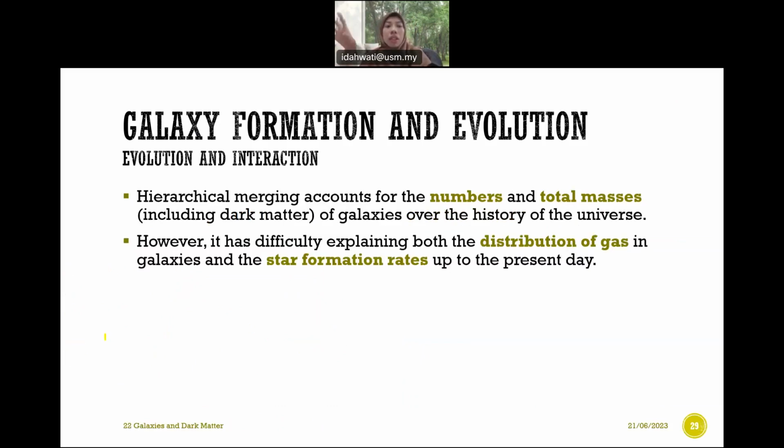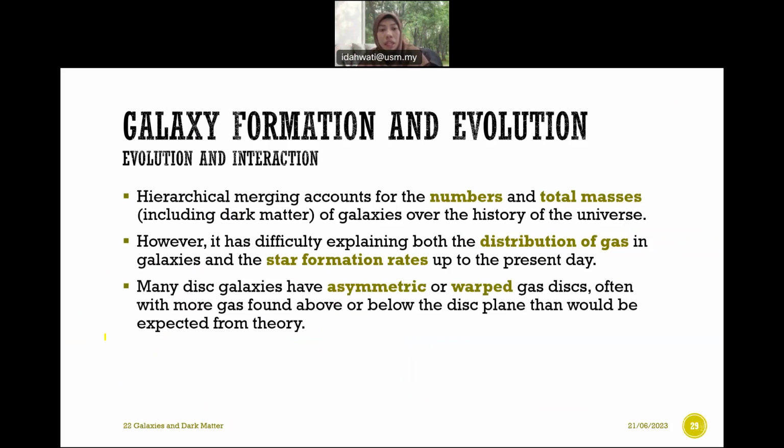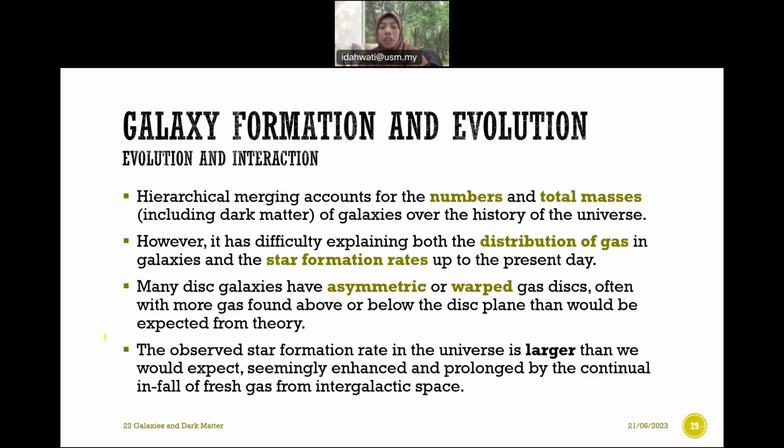However, it has difficulty explaining both the distribution of gas in galaxies and star formation rates up to the present day. Many of these galaxies have an asymmetric or warped gas disk, often extending far above or below the disk plane than would be expected from the theory. And the star formation rate in the universe is larger than we would expect, seemingly enhanced and prolonged by the continual infall of fresh gas from intergalactic space.